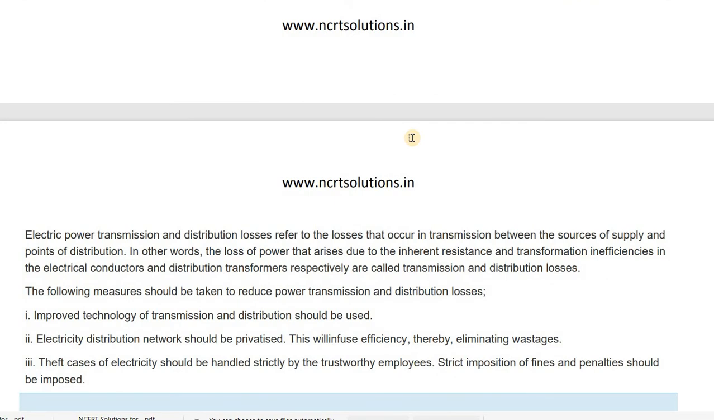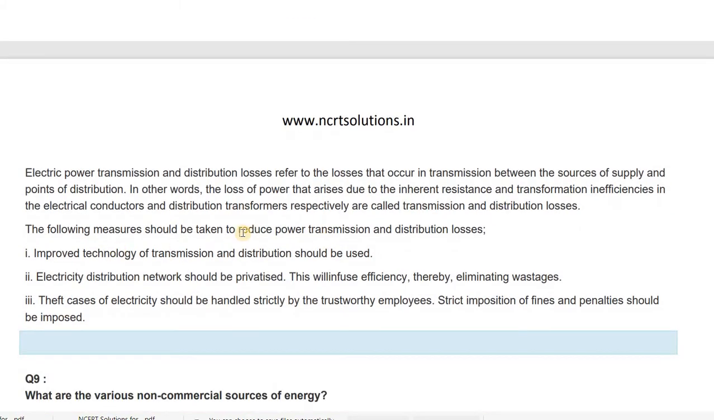Electric power transmission and distribution losses refer to the losses that occur in transmission between the sources of supply and the point of distribution. These are losses of power that arise due to inherent resistance and transformation inefficiency in electrical conductors and distribution transformers. This means there will be some loss when we are distributing electric power, due to some lack of technologies. The following should be taken into consideration when we are transmitting power.